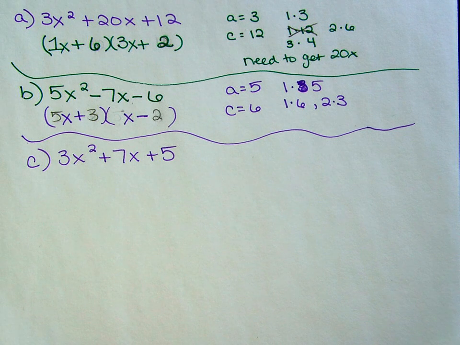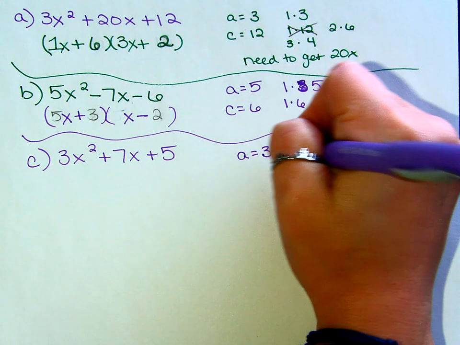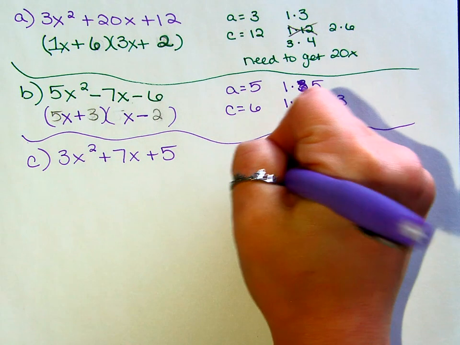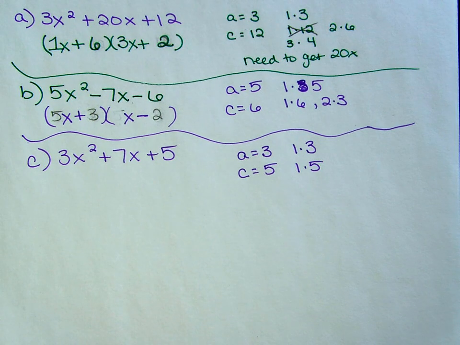Second thing is when I look at my a term, my a is 3. So there's only one set of factors for that, 1 and 3. My c term is 5. So the only set of factors for that is 1 and 5. So there's only a couple different ways this can go, which is really, really nice.